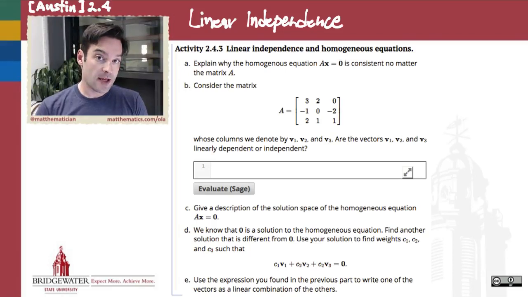Let's explore the relationship between the linear independence of a set of vectors, solutions to an associated homogeneous system of equations, and the idea of redundancy, using this activity from Austin's linear algebra text.